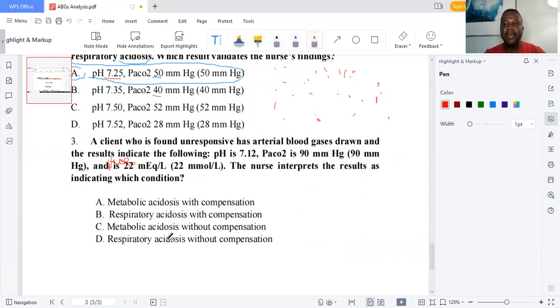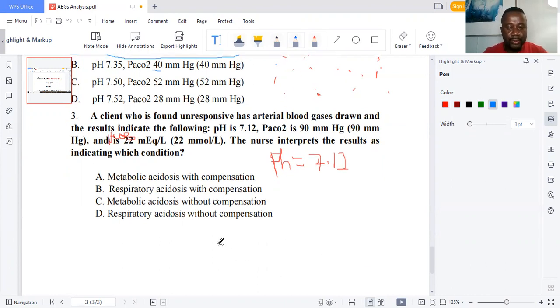Okay, let's start. Step number 1, identify the pH. That is the formula. Our pH says 7.12. So what's the range of our pH? Our pH ranges from 7.35 to 7.45. So this is acidosis. Write it down somewhere here.